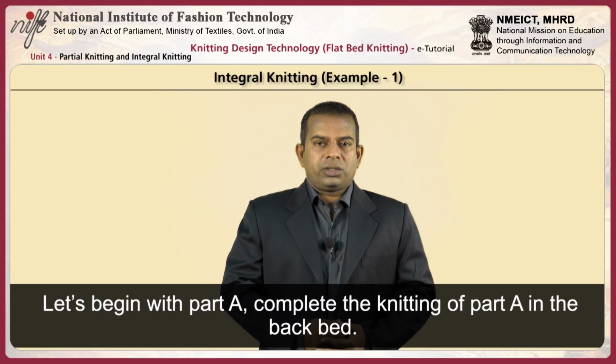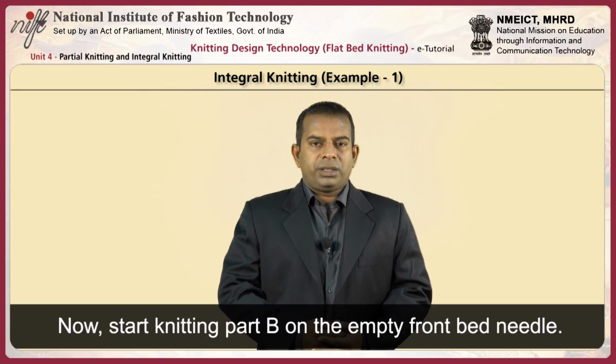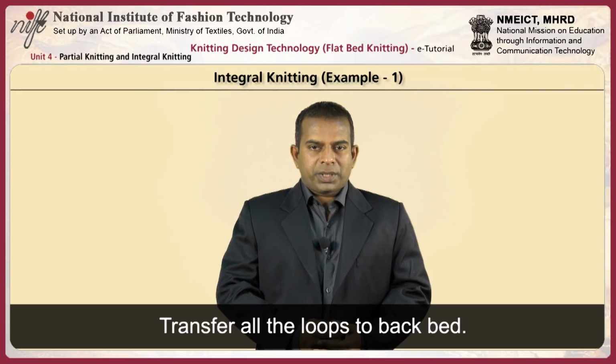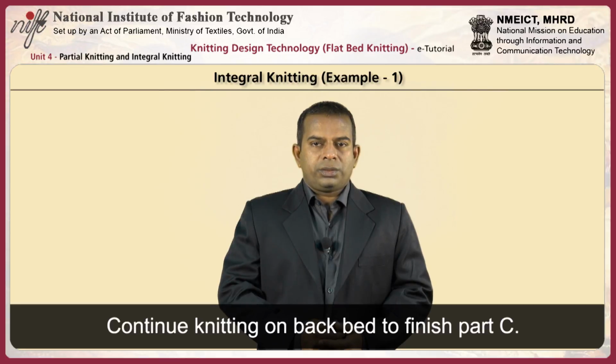Complete the knitting of part A in the back bed. Now start knitting part B on the empty front bed needles. Knit part B completely. Transfer all the loops to the back bed. Continue knitting on the back bed to finish part C.